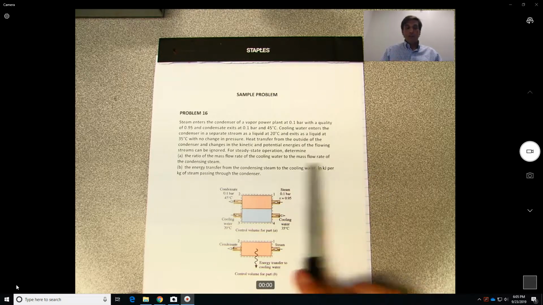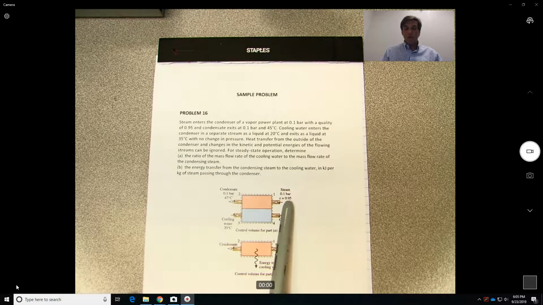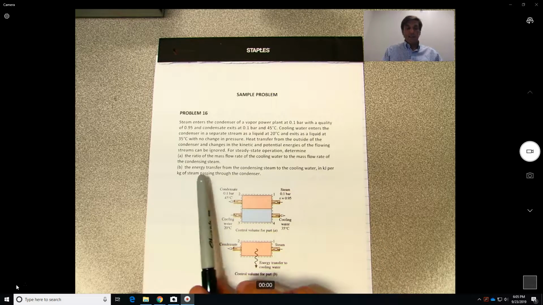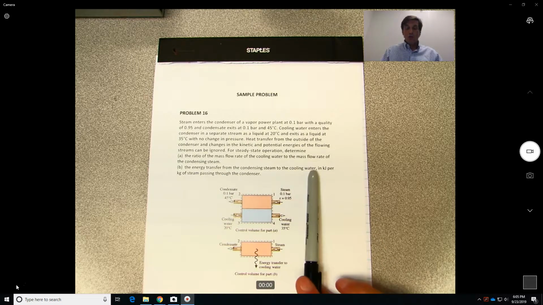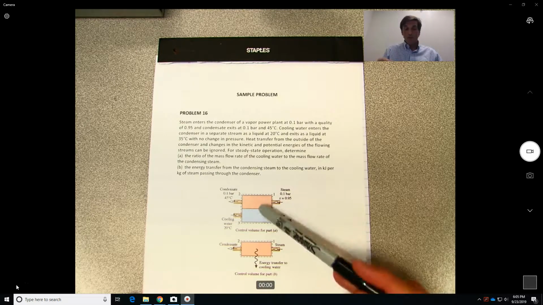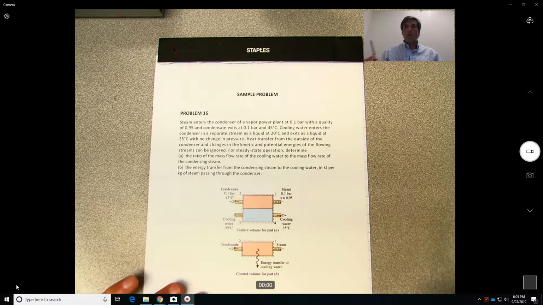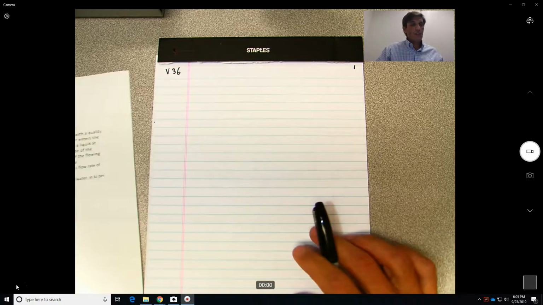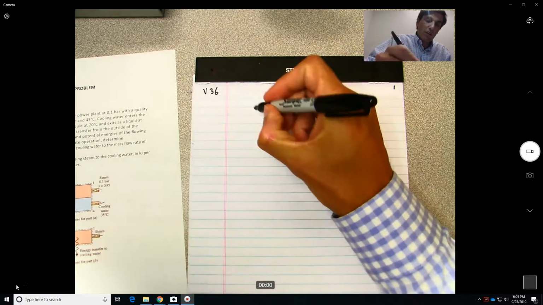So what they're asking you to find is the ratio of the mass flow, the mass flow of this steam going on top to that of the cooling water, and then to find the energy transfer from the condensing steam to the cooling. So basically, what is the amount of heat going from here into the cooling liquid. Okay? So again, this is the problem, but I like to do figures. So I'm just going to redo the figure, and that way that will give me time to think about the problem.